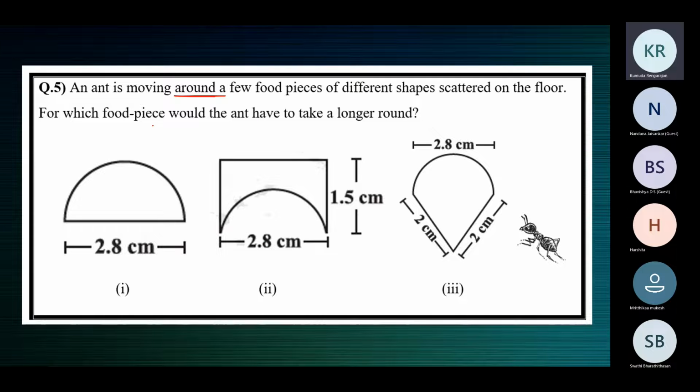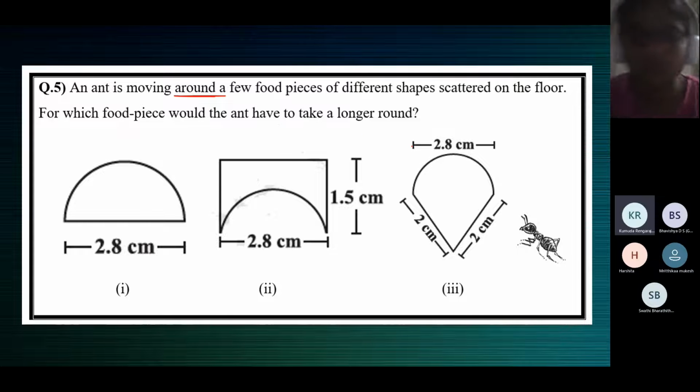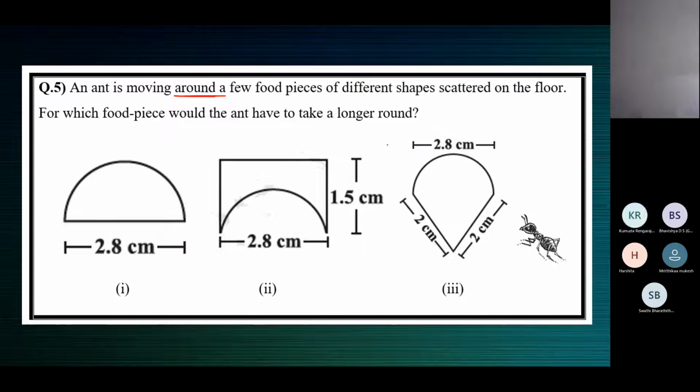For which food piece would the ant have to take a longer round? In other words, you have to find which food piece has a greater perimeter. Whichever food piece has a greater perimeter, there the ant will have to take a longer round. See here, it's very clear. The ant is moving around, meaning it's going along the boundary.